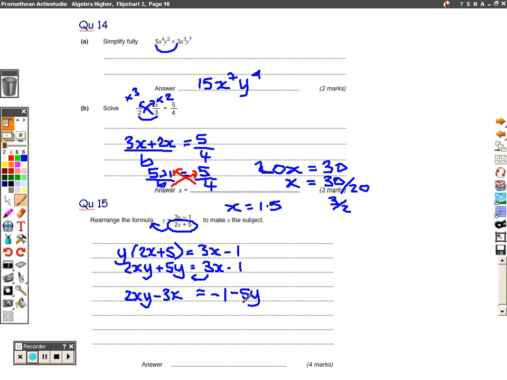Now we can factorise these terms. They both have x in common. So x times 2y minus 3 is equal to minus 1 minus 5y. Okay. Bring this bracket down and divide by it. So minus 1 minus 5y, all divided by 2y minus 3. That's your final answer.